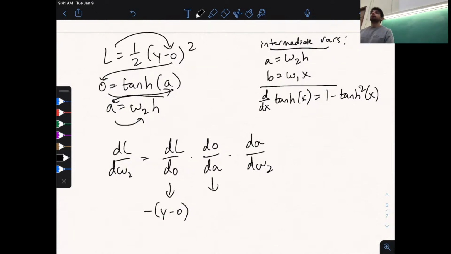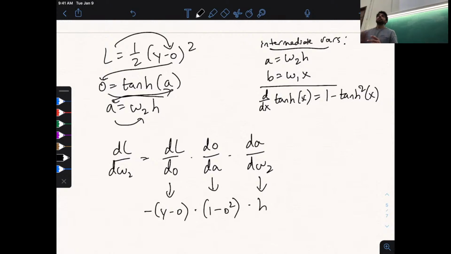So now let's look at dO/dA. Here we have o equals tanh of a, so we can just use this derivative that I've provided you before, right? So 1 minus tanh squared of a means that this is just 1 minus o squared. So I can use the value of o I computed during forward propagation and simply apply this formula to get the partial derivative that I need. And finally, dA/dW2. This is probably the most straightforward one, right? It is just W2 times h, so this partial derivative is just h, right?